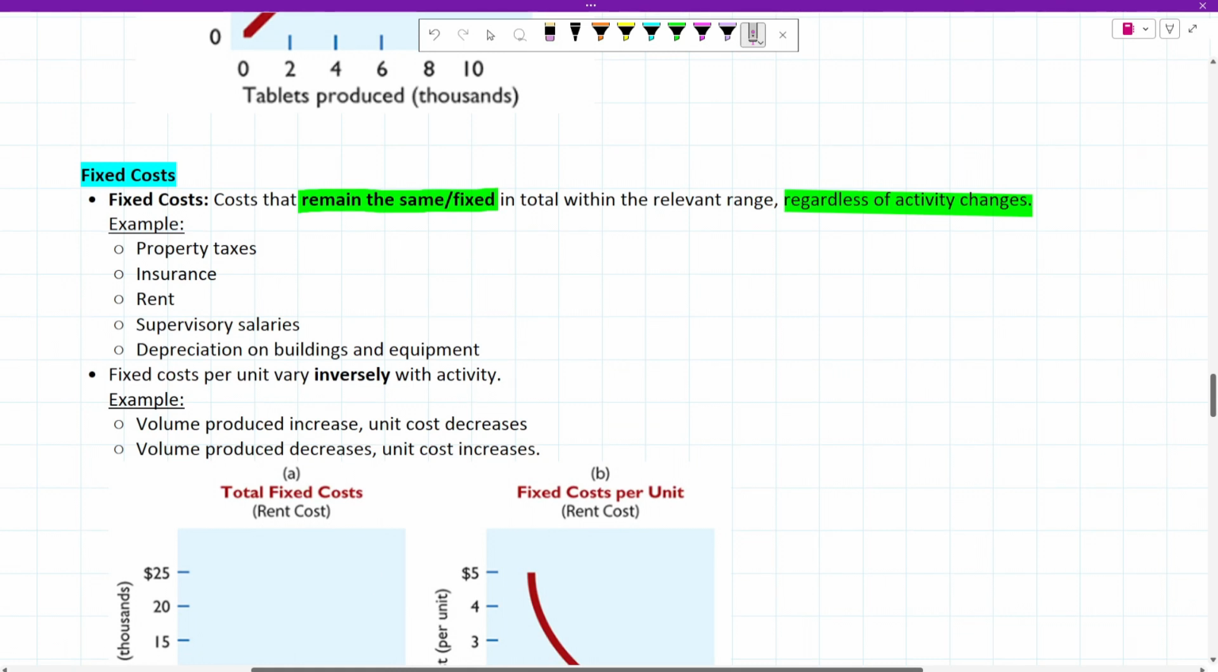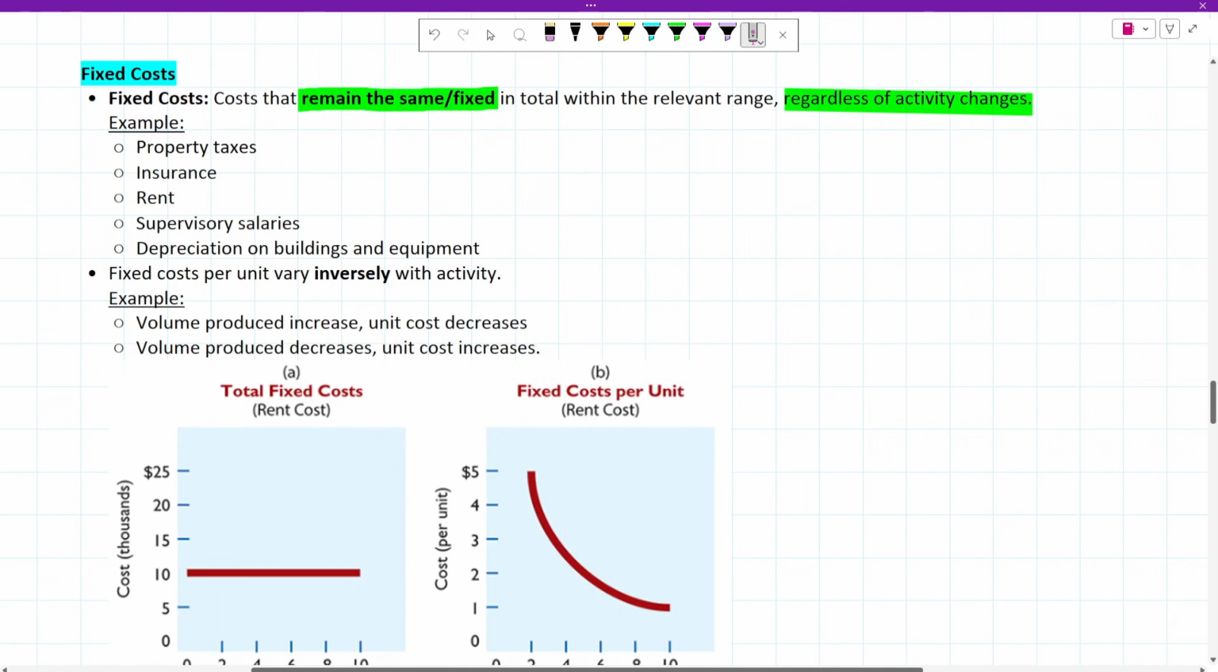Fixed costs per unit vary inversely with activities. So an example of this is volume produced increased. If we increase our volume, our unit cost decreases, and then if our volume produced decreases, our unit cost increases. So let me highlight that in green. So if there's an increase, our unit cost will have a decrease. If our volume produced decreases, our unit cost increases.